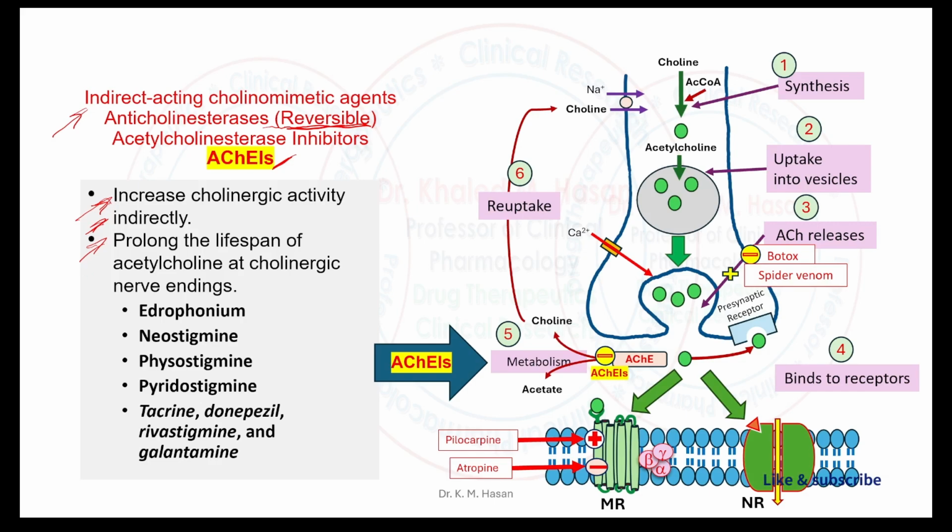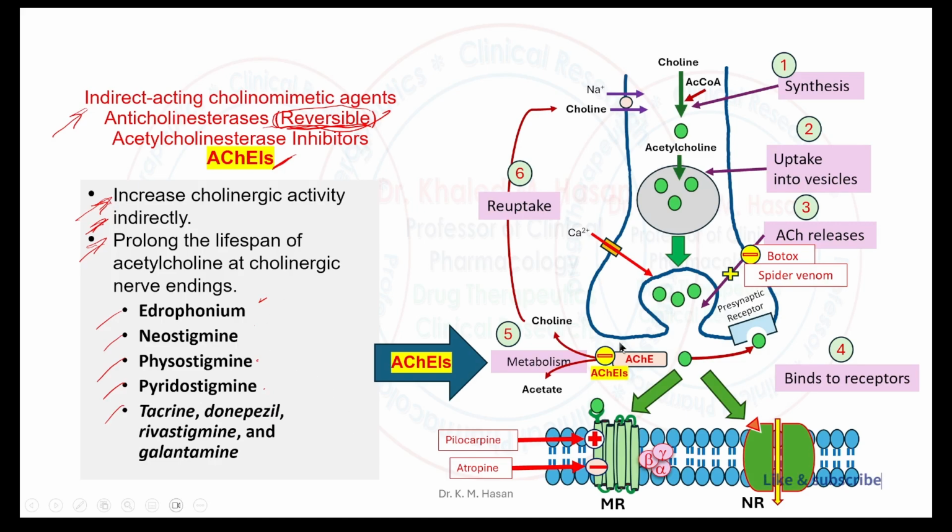On this list here, we have edrophonium, neostigmine, physostigmine, pyridostigmine, tacrine, donepezil, rivastigmine, galantamine. So we have a list of medication belonging to the acetylcholinesterase inhibitors, and these medications are considered reversible. Reversible means it will bind to the receptor and leave the receptor later on.